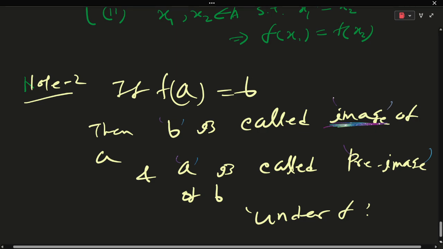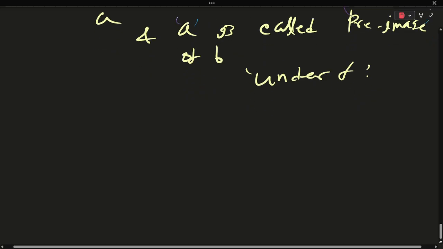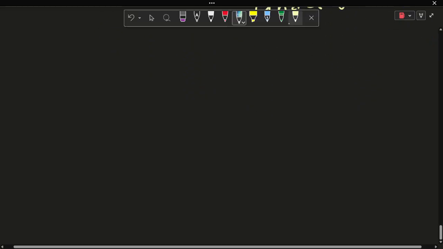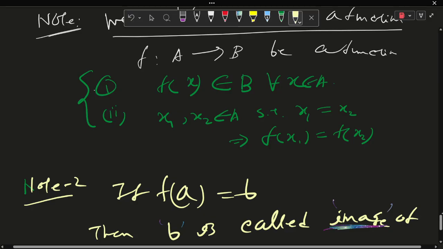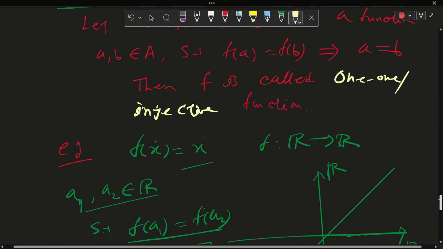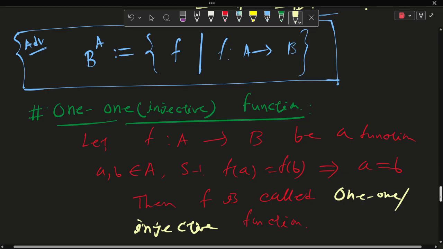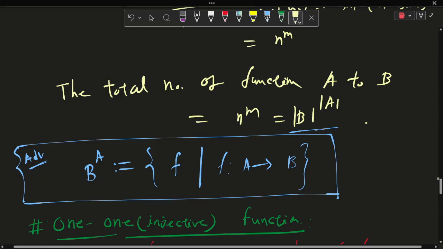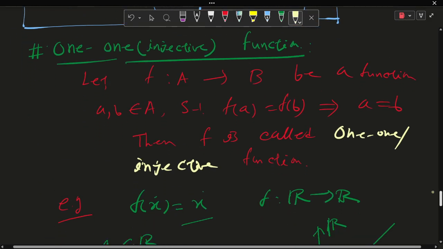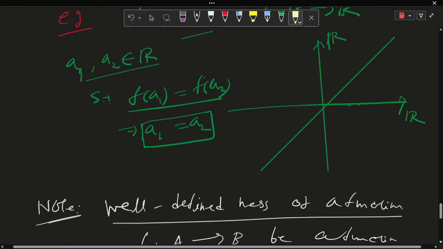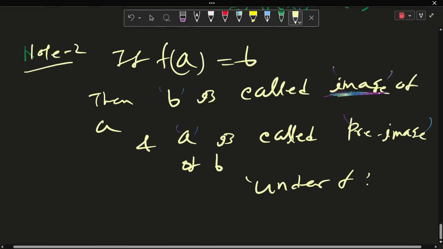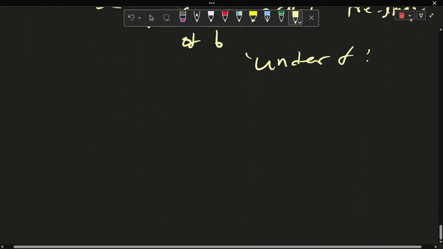So, one-one is finished. Actually, what is the definition of one-one? Look at the definition of one-one. It says that if two functional points are the same, then the pre-images are the same. This type of function is called one-one. Next, the counting of one-one functions.